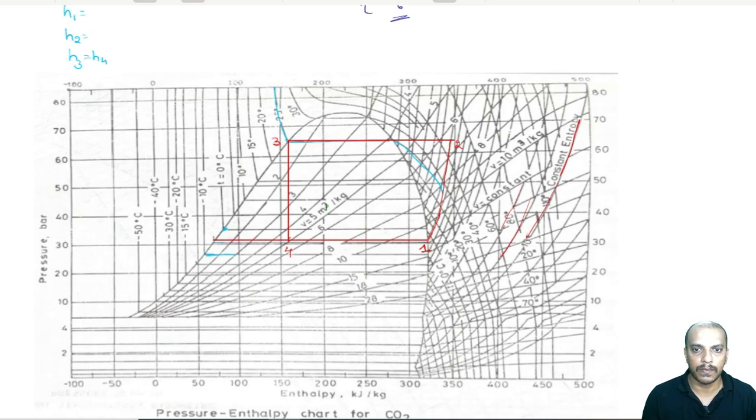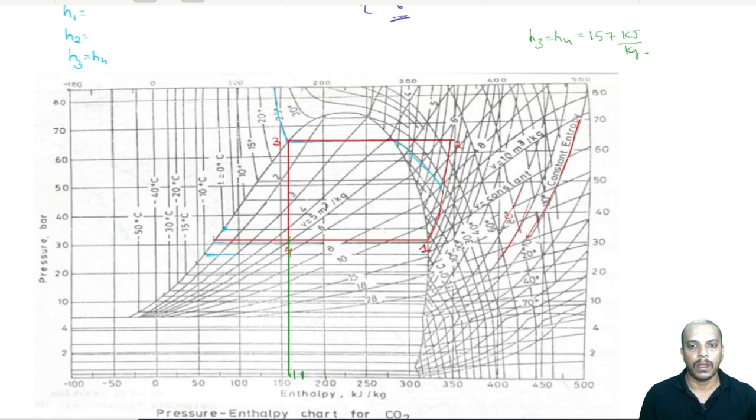So, drop a vertical line from here. So, this is our H3 is equal to H4, correct? This is our H3. So, we are talking about when if this is 150 and this is 200, this has to be 175. So, we are maybe 160, 158, something like that. H3 is equal to H4 is equal to close to 157 or 158 kilojoule per kg.